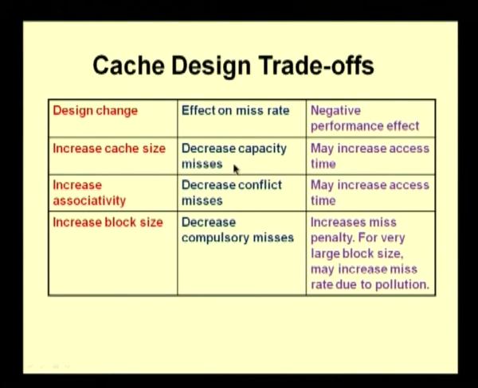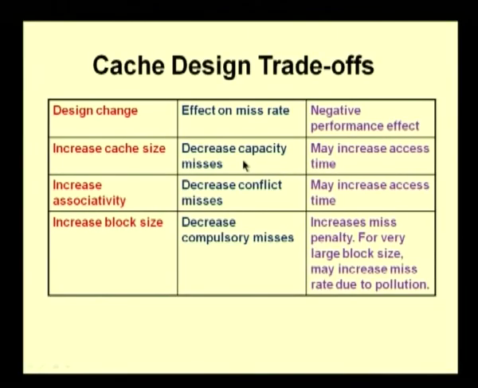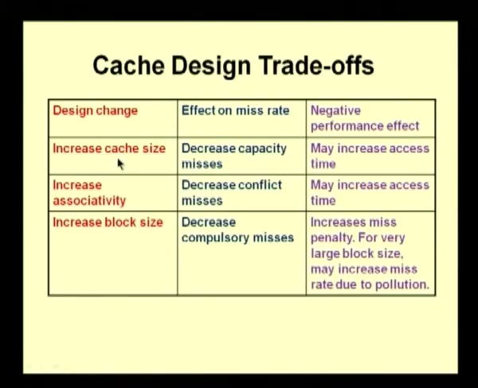If you look at that, when we increase the cache size, you will find that the capacity misses will decrease. That is natural, because you increase the cache size, capacity is increased, therefore, capacity misses will naturally decrease. But will it have any negative performance effect? That is, by increasing the cache size, am I likely to have a negative performance effect? It may increase the access time. So, that is something that one needs to worry about. This is a design option which will decrease the miss rate, but it could increase the access time. This is one design aspect that we need to consider.